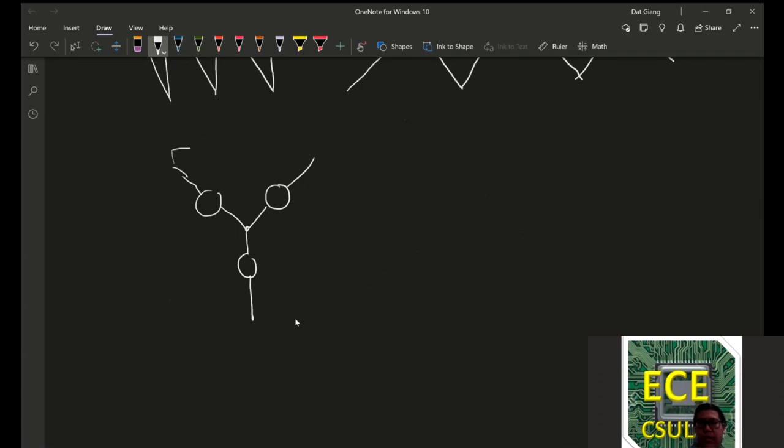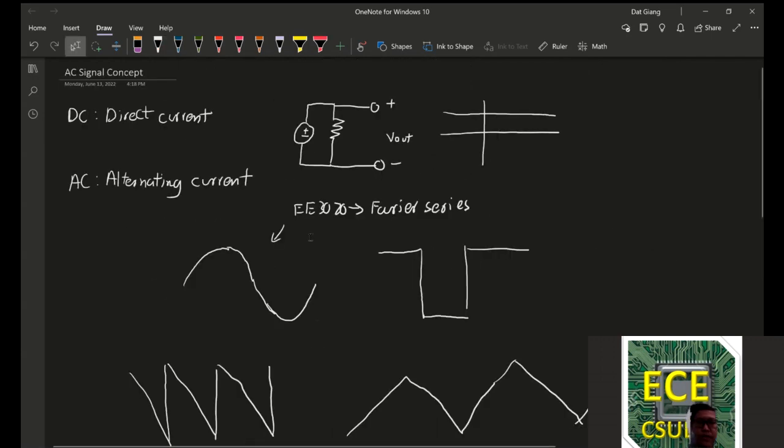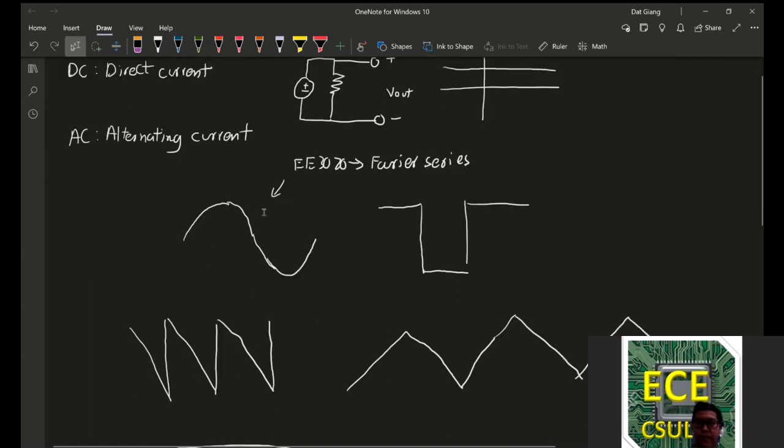So, in a three phase system, you have something like this, and they all connect to a common point called a neutral. Now, note, neutral, as the term describes, doesn't necessarily mean it's ground. Ground means 0 volts. Neutral means measured 0 volts. So that's just the concept of AC.